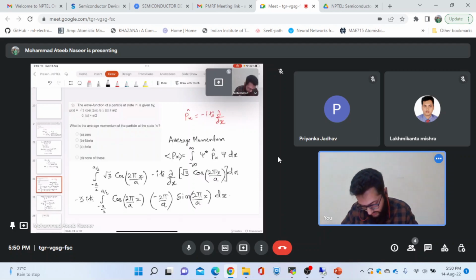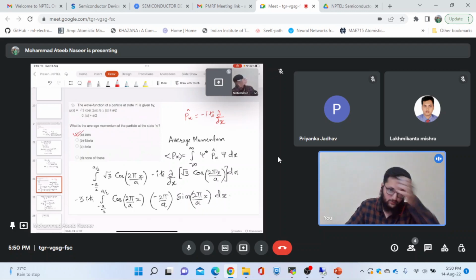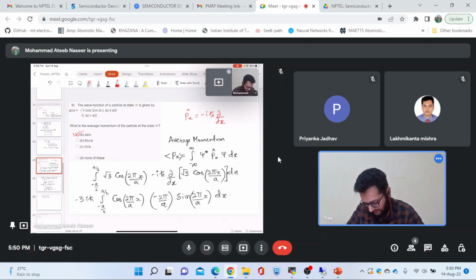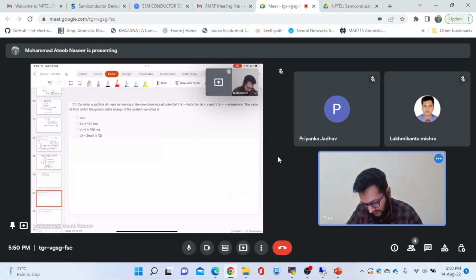Now let us see which option it was. It is the option A. So we are going with option A. Now if we see the average momentum, it was 0, and we have got the desired solution. Now we are left with the last problem of the assignment 1.